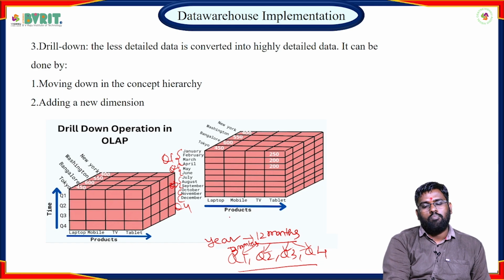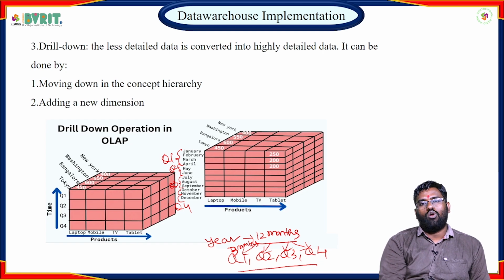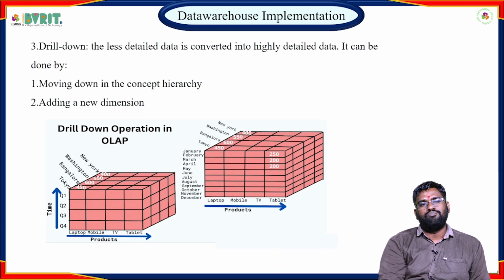Everything else stays the same. The product dimension will be the same, but only the time value, the y-axis value, will be drilled down. That means the given values are elaborated into a greater number of values. So that is about drill down.